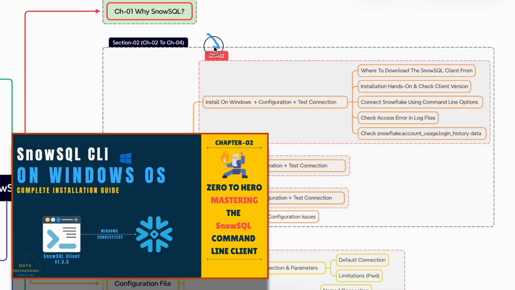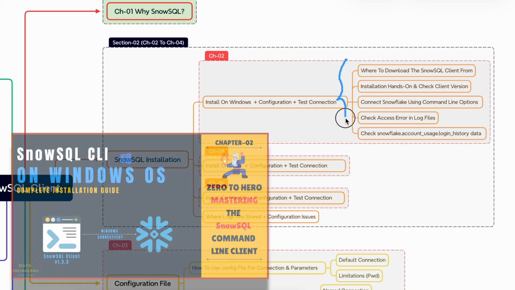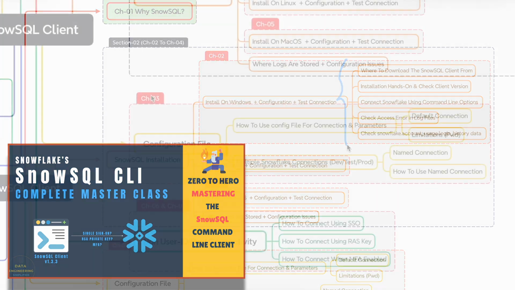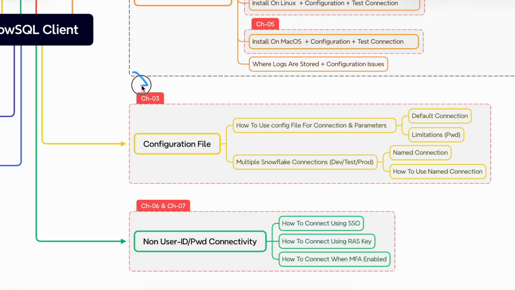In the last chapter of this playlist, we completed the SnowSQL client installation on Windows machine and tested the connectivity. In this chapter, chapter 3, we will explore how to establish connections using configuration file.